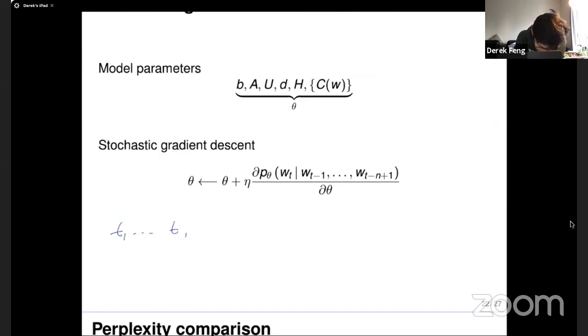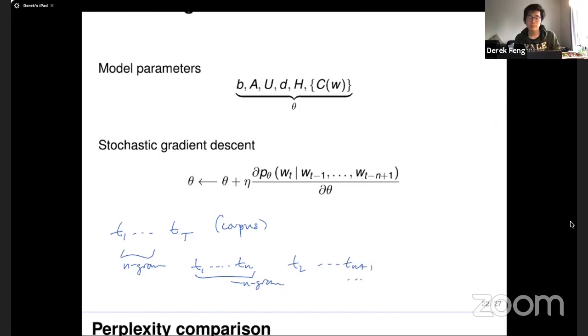Let's say T1 to TT is just my corpus. Then I take some n-gram as part of my corpus, and that's one data point, and I can go through this sequentially through my data. The first one would be T1 to Tn. That would be one data point. Then it would be T2 to Tn plus 1. That's a data point. Then I calculate the gradients of the likelihood, given by that expression, which you then have to calculate from the one we had before.